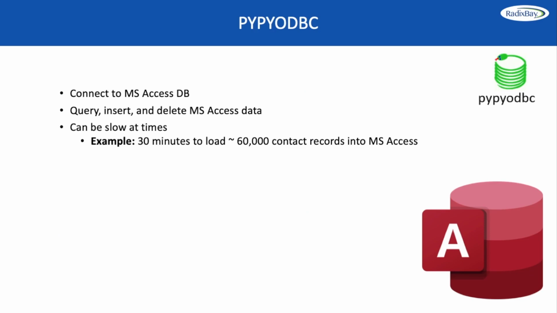The next library I used was PYPYODBC. This library is used to connect Python to the Microsoft Access database. This library will allow you to query, insert, and delete Microsoft Access data. It can be slow at times. For example, I was trying to load in 60,000 contact records one time, and it took around 30 minutes to load those records into Microsoft Access. And then it had to be loaded into Salesforce.